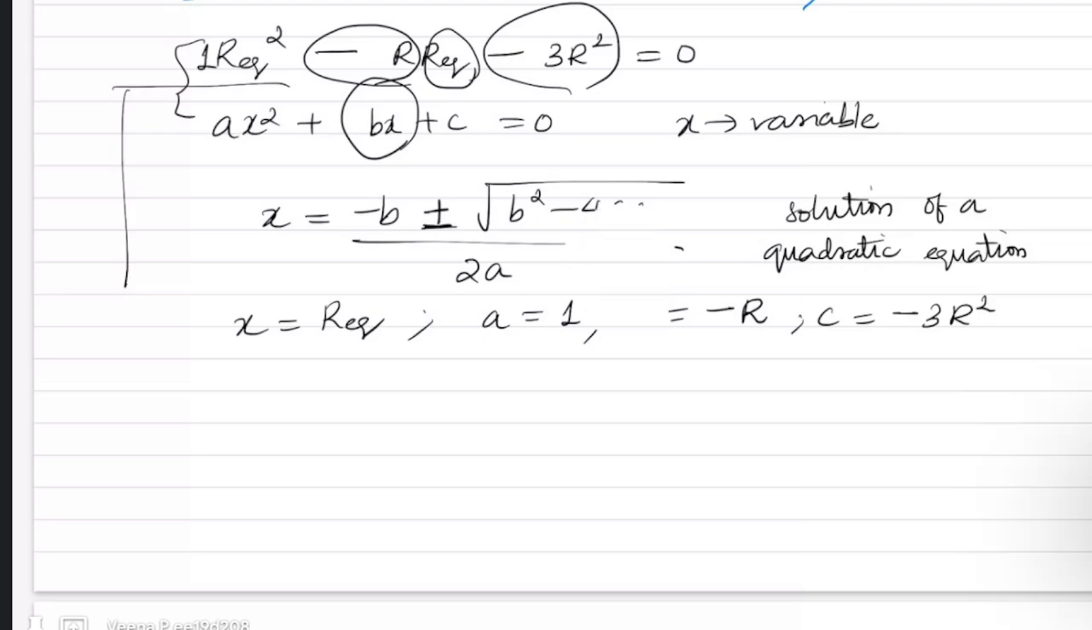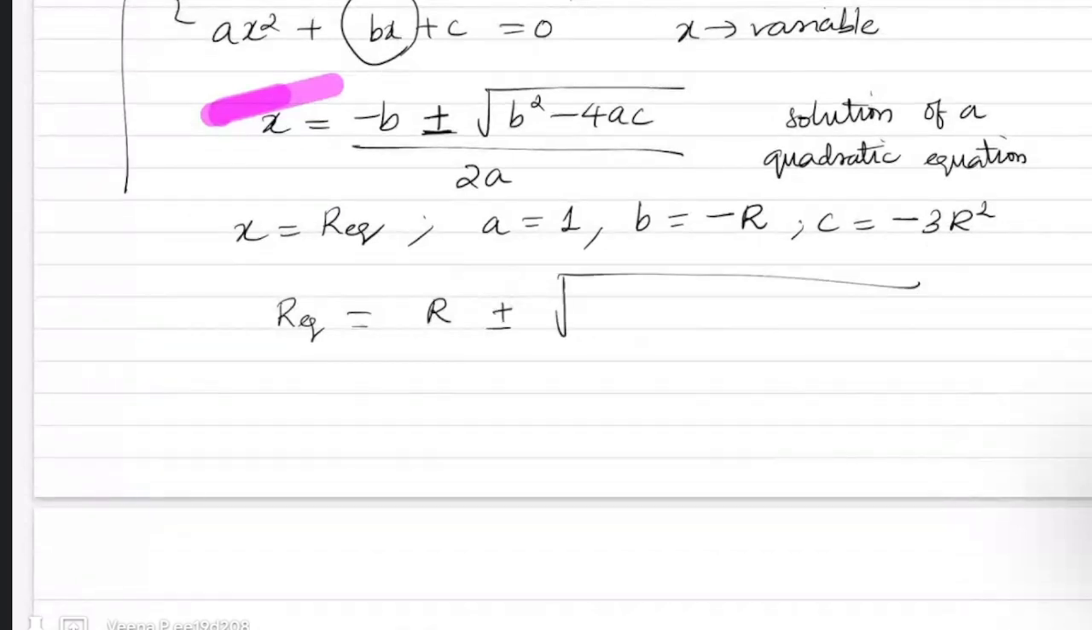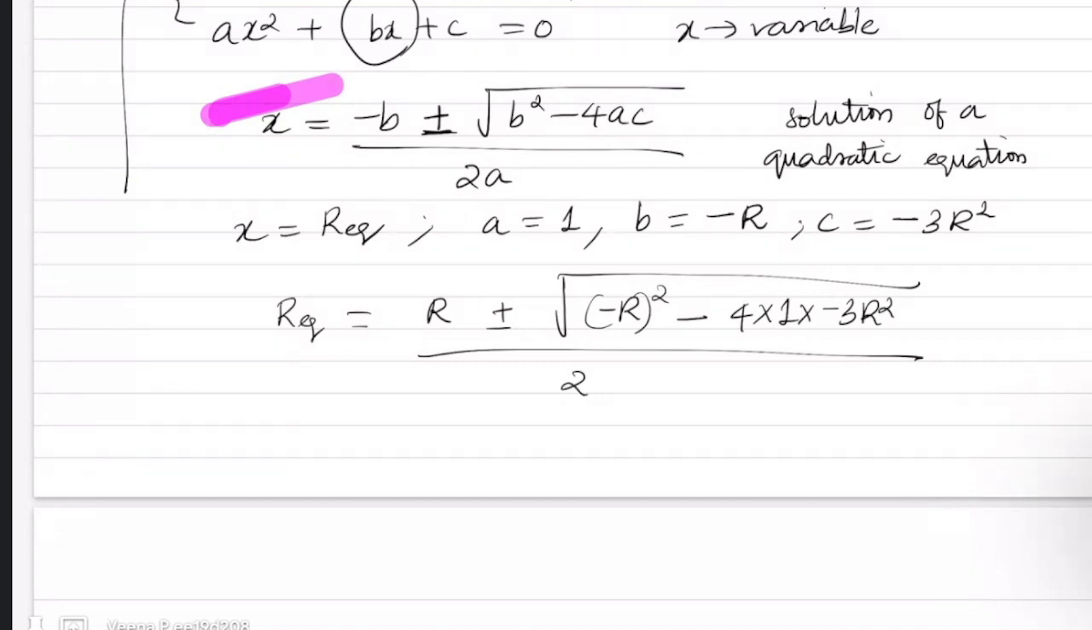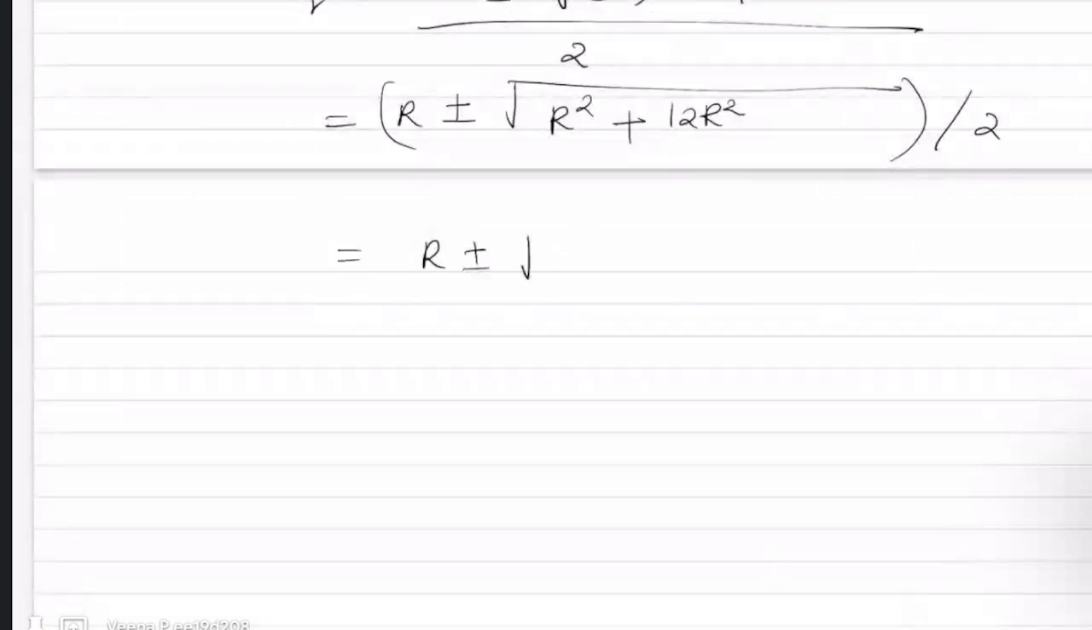You just substitute in the solution equation. So you will get r equivalent as minus b, which is r. Minus of minus r is r, plus or minus under root b square, which is minus r the whole square, minus 4 times a times minus 3r square, divided by 2a. A is again 1. So this becomes r plus or minus under root r square plus 12r square the whole divided by 2. Now this becomes r plus or minus under root 13r square the whole divided by 2.